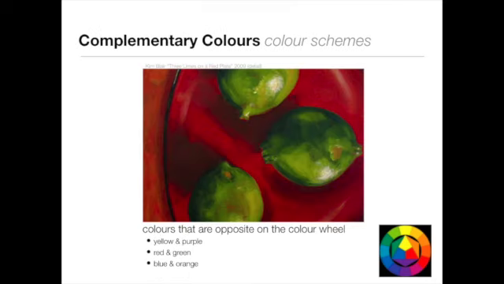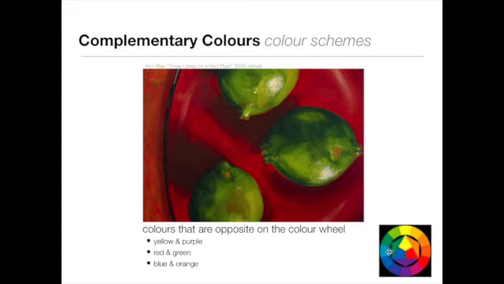Okay. A fourth color scheme that we have is complementary colors. And these are literally the opposites on the color wheel. So if we were to draw a straight line through the color wheel, we see that we have red. If we draw straight through onto the other side, we have green. Yellow straight through gives us purple.